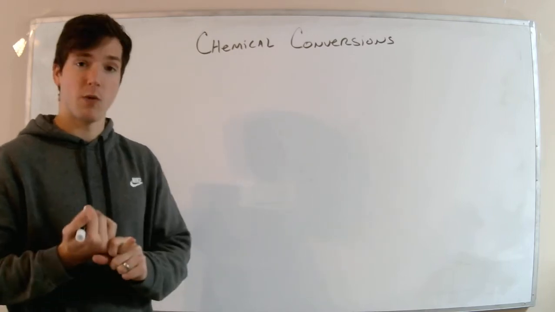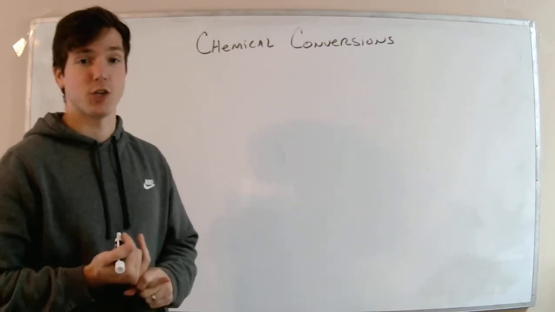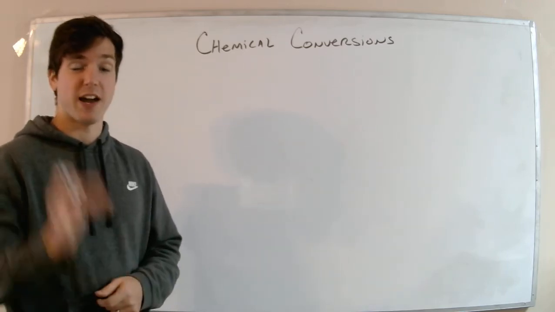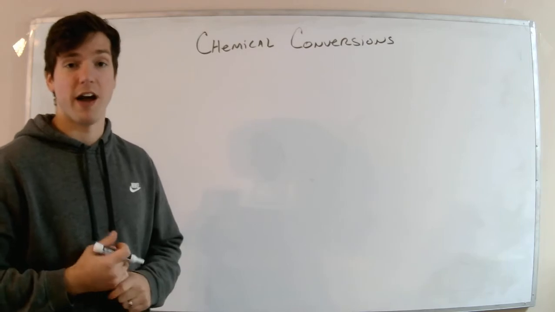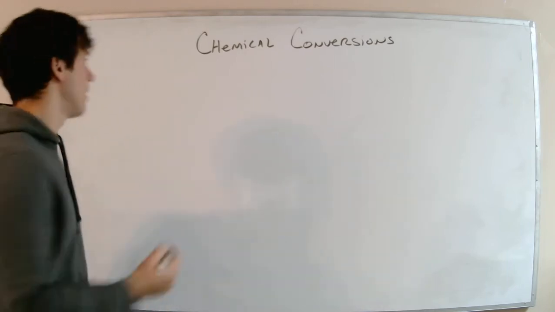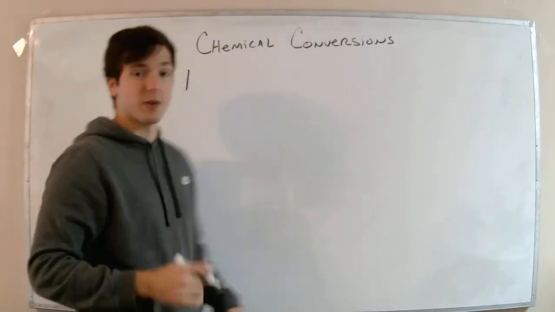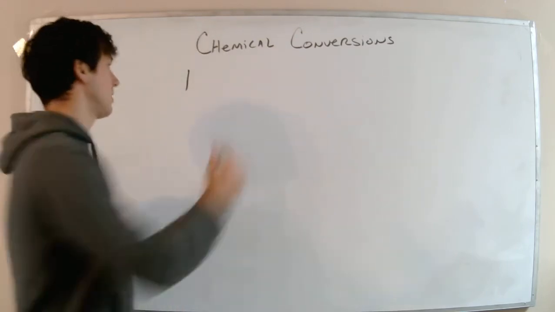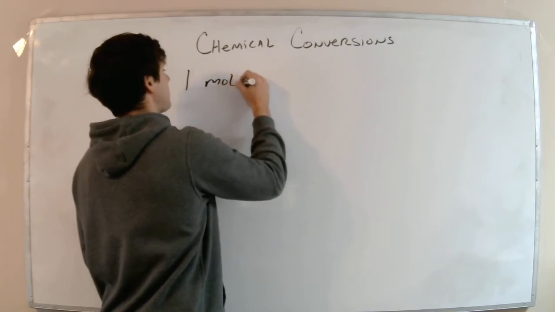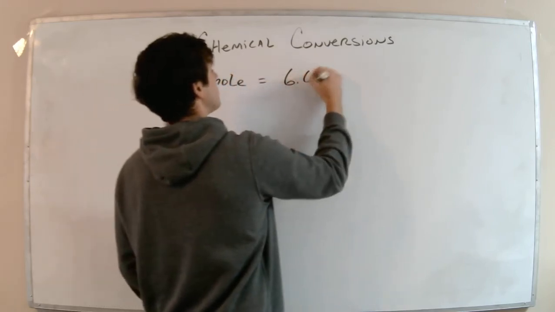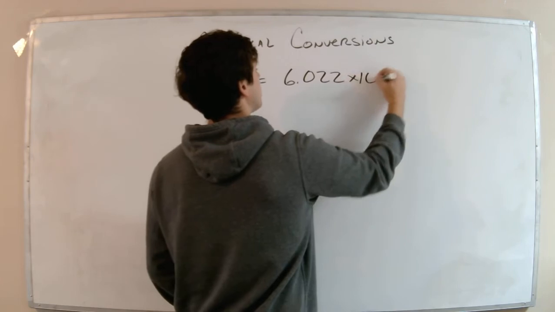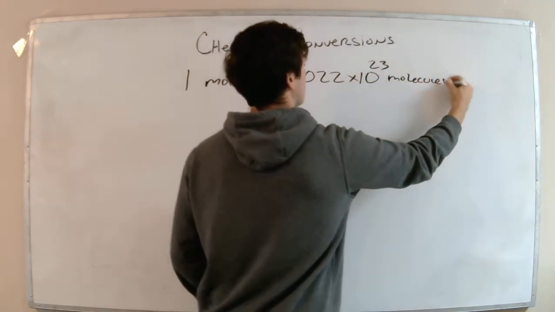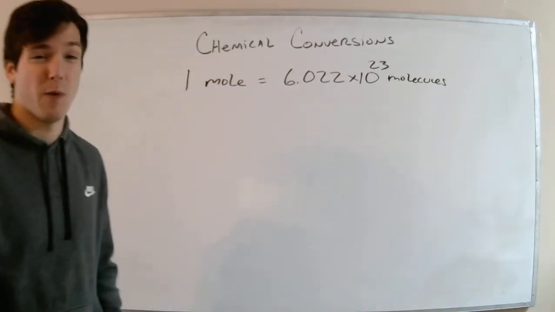Now grams, we know what grams are. Grams is how we measure the mass of something. If I have 5 grams of iron, I probably have a little block of iron. But what are moles? Moles is just like when I say a dozen, you know I'm talking about 12. Well, 1 mole is actually 6.022 times 10 to the 23rd molecules.